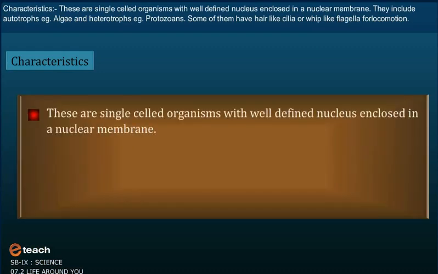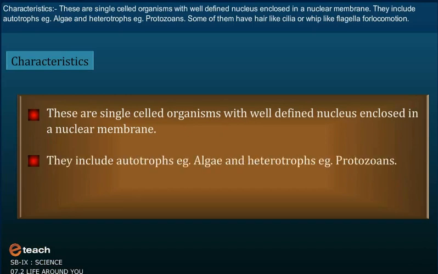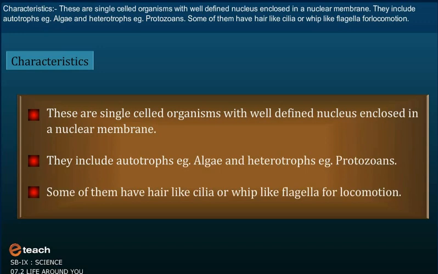Characteristics. These are single-celled organisms with a well-defined nucleus enclosed in a nuclear membrane. They include autotrophs, for example algae, and heterotrophs, for example protozoans. Some of them have hair-like cilia or whip-like flagella for locomotion.